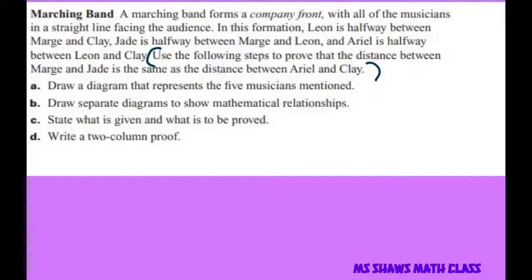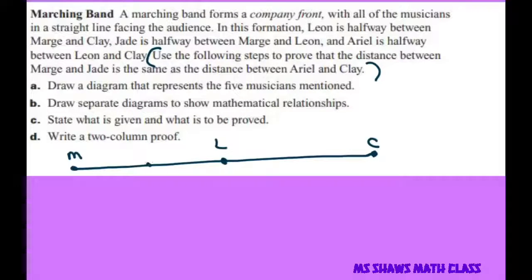So the first thing we have to do is draw a diagram to represent the 5 musicians. So I'll do that here. We have Marge. Let me just draw a long line. It kind of goes up a little bit. And then Clay at the end. Leon here. And then we have Jade. And then we have Ariel. So that would be your line with the people's names. You can write their names out if you want.